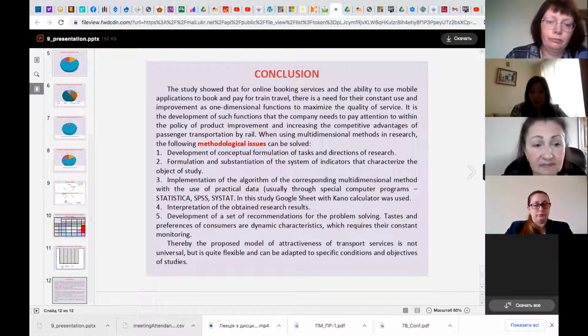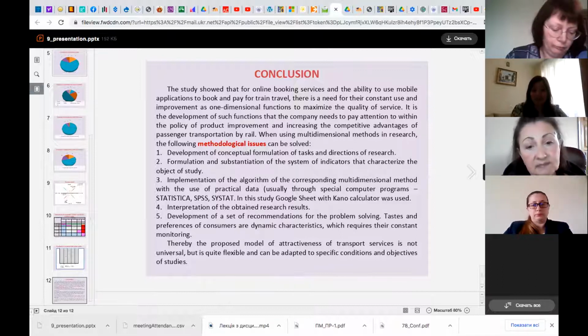Tastes and preferences of consumers are dynamic characteristics, which requires constant monitoring. The proposed model of attractiveness of transport service is not universal, but is quite flexible and can be adapted to specific conditions and objectives of the study.